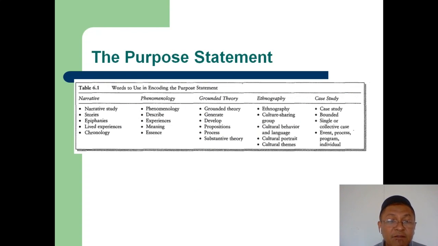Now, if it is narrative, try to use the words narrative study, stories, epiphanies, life experiences, chronology. If it is phenomenology, use the words phenomenology, describe experiences, meaning, essence. If it is grounded theory, use the words grounded theory, generate, develop, proposition, process, substantive theory. Ethnography, use the words ethnography, culture, sharing group, cultural behavior and language, cultural portrait, cultural themes.